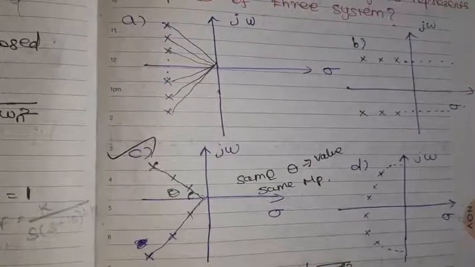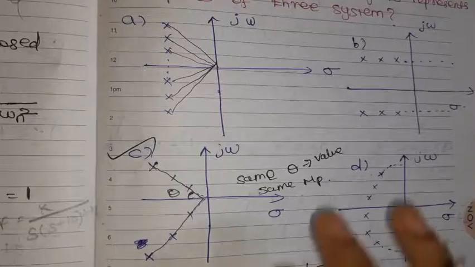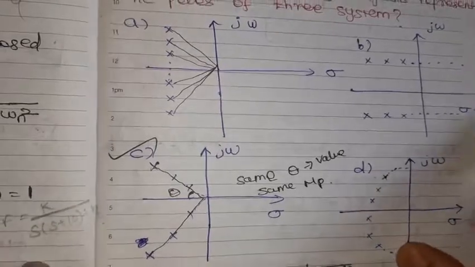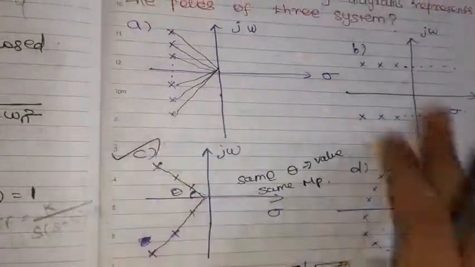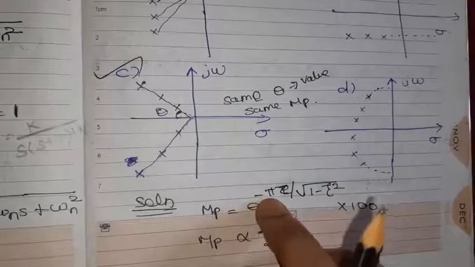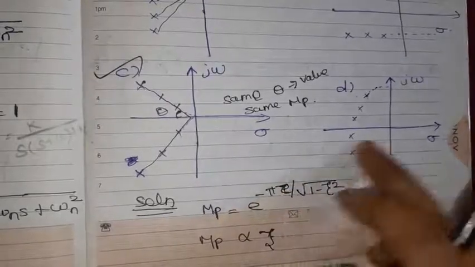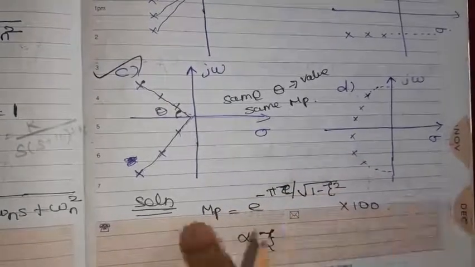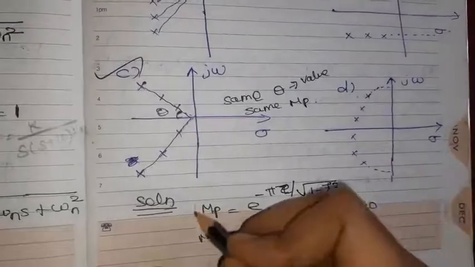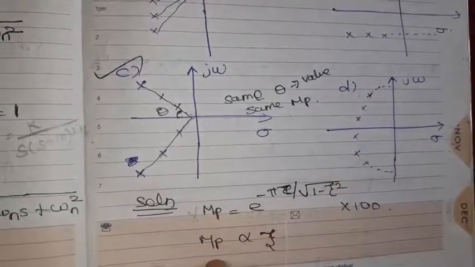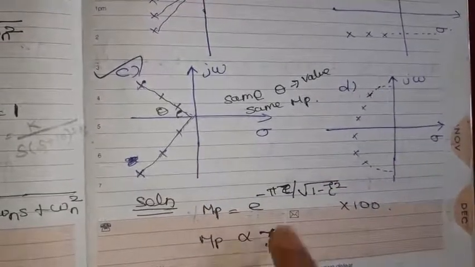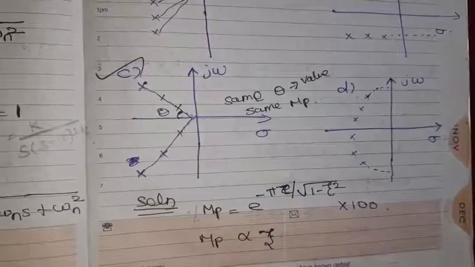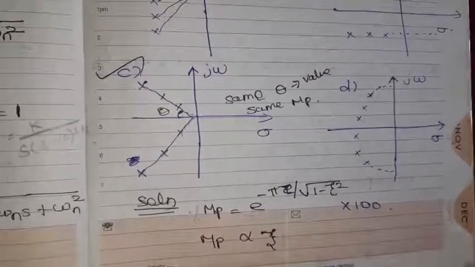So which one has the same percentage overshoot? From this diagram we are going to find out. These are the 4 options. First of all, what is the percentage overshoot? Mp is equal to e power minus pi zeta divided by square root of 1 minus zeta squared, into 100. This is the percentage overshoot. Here, Mp is directly related to the zeta value.